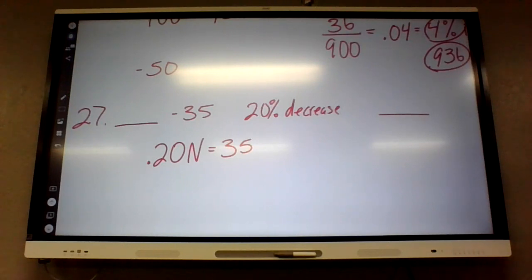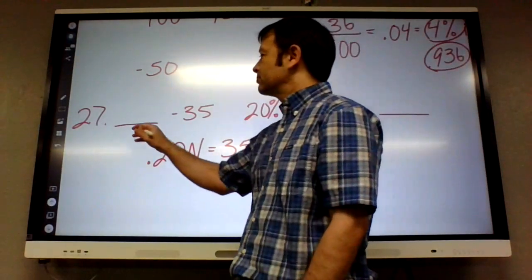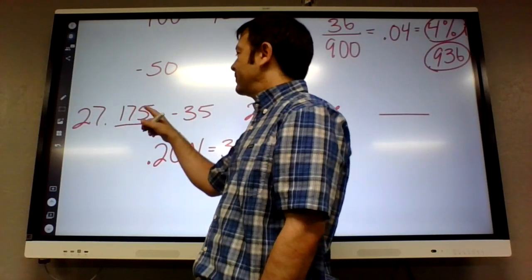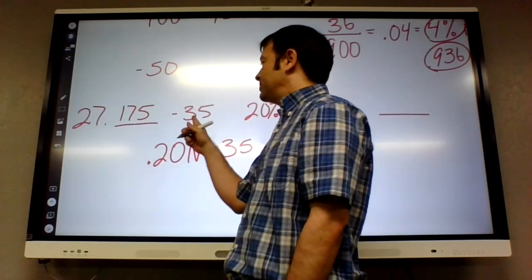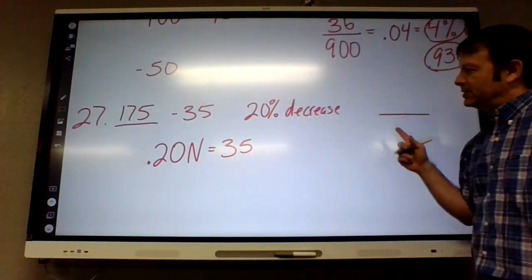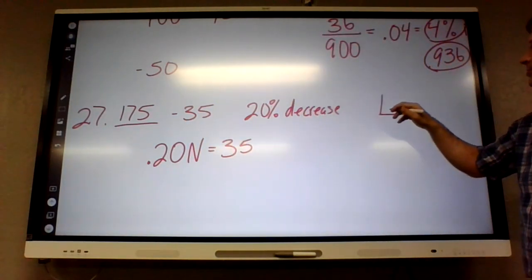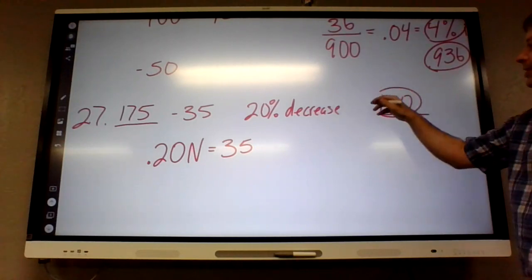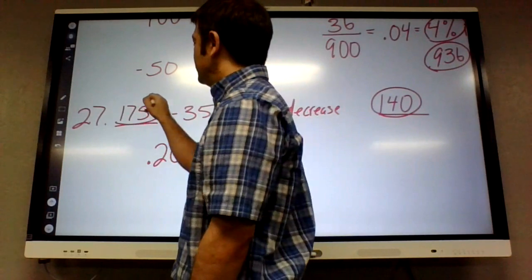So how do I find out the original number? Divide. 35 divided by 20%. This is why we didn't do the tables, because they are kind of a mess. Well, okay, what did we get? 175. So if the original was 175 and it's supposed to decrease by 35, what's the new amount going to be? Just subtract. 140. So yeah, those are the two missing ones.